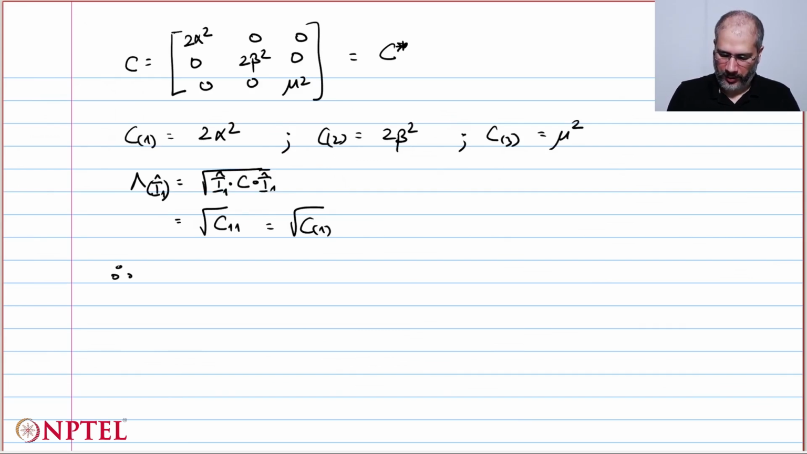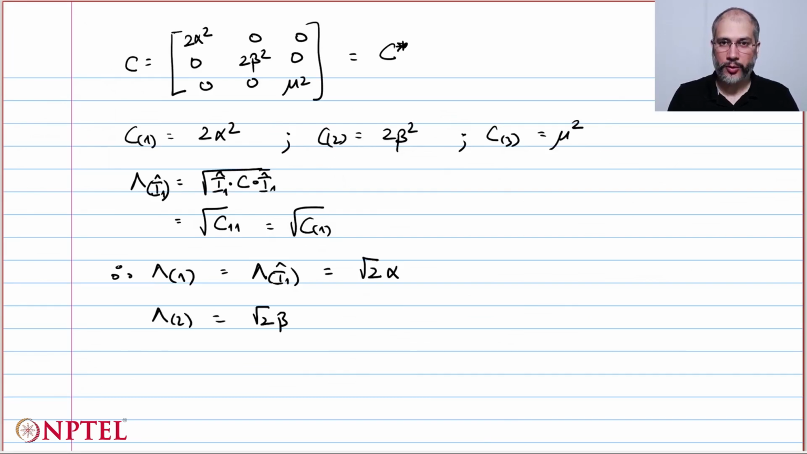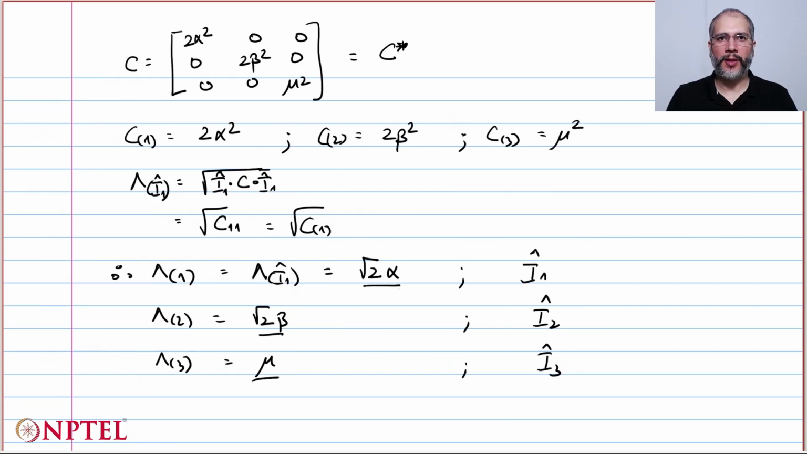So therefore, I can find the principal stretches, that is lambda 1, which basically is lambda along principal directions of C, as root 2 alpha, root 2 beta, and mu. And the principal directions corresponding to these principal stretches are simply I1, I2, and I3. And these actually are the eigenvalues of our symmetric stretch tensor U. So this completes part 1. Let's move on to the next part.